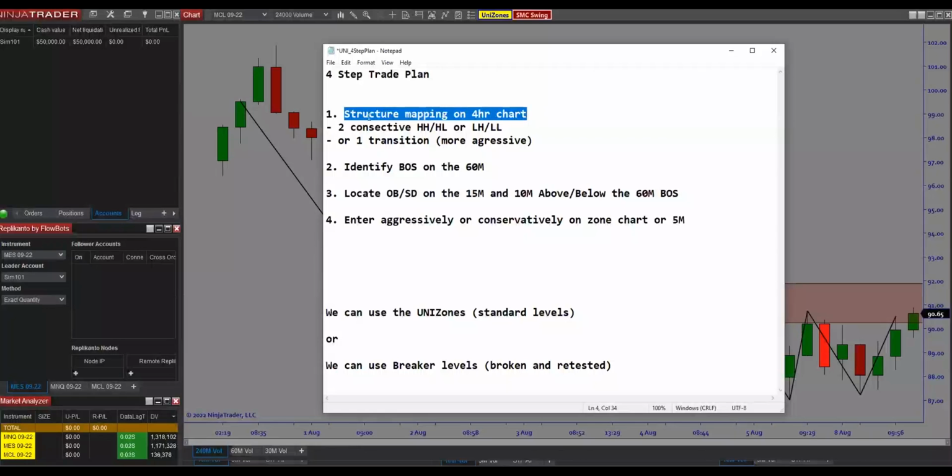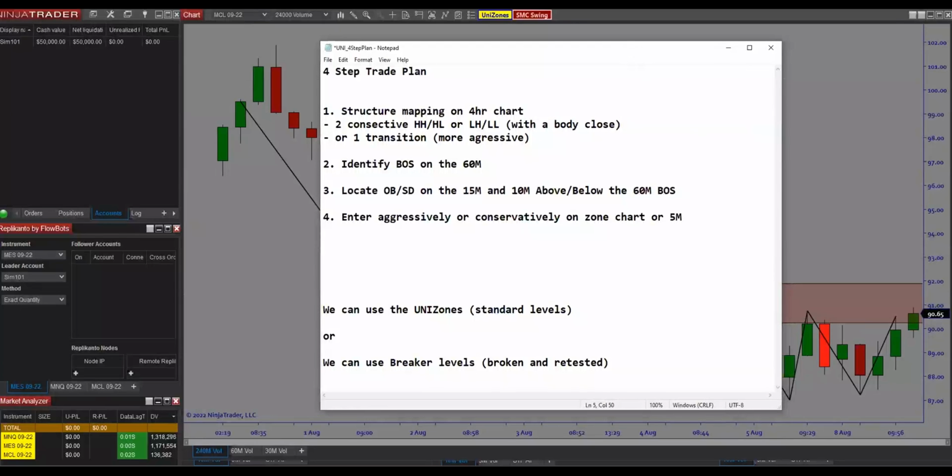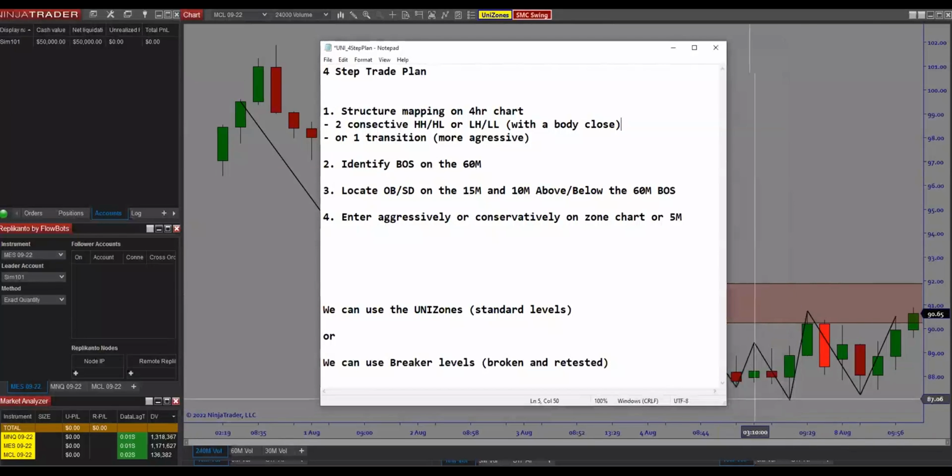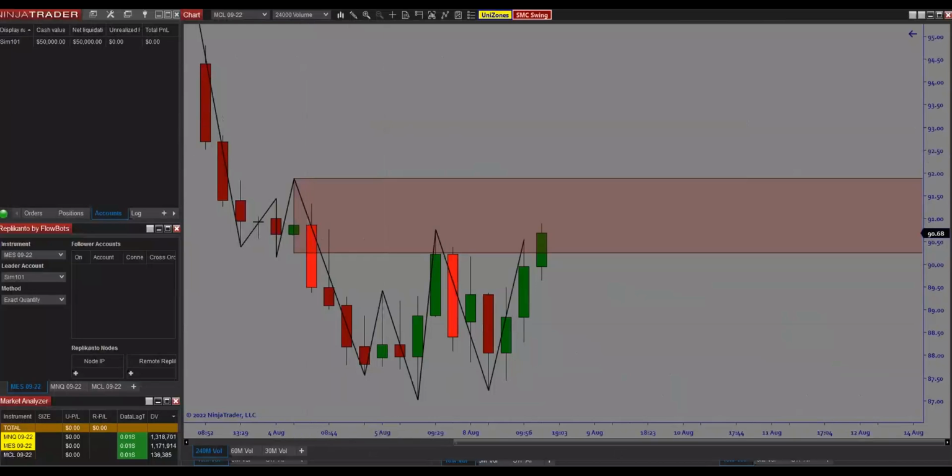Some people are going to wait for 2 consecutive higher highs or higher lows with a body close. When I say this, this is a rules-based approach. Don't give me your spin on it, or try to tell me you've got another way of doing it. This is months and months of analysis put into this to make it very efficient. Don't break something that's not broken, learn it. I'm going to teach you what we call structure mapping.